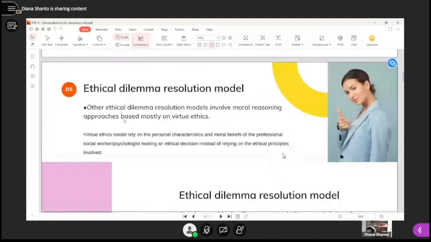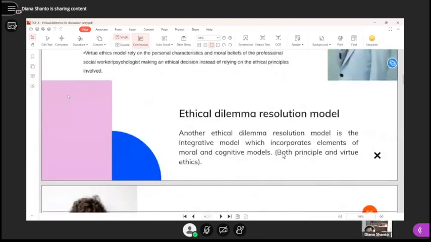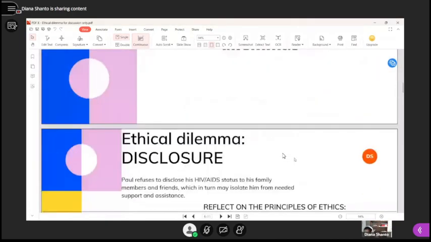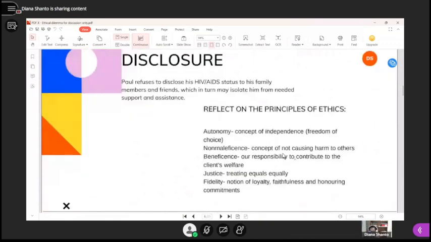Donc, virtue ethics, we look at beneficence, non-maleficence, autonomy, fidelity, justice. This is looking at the virtue ethics or principle ethics. Integrative model, we look at both the principle and the virtue ethics. Read this and tell me, reflect on the principles of ethics.